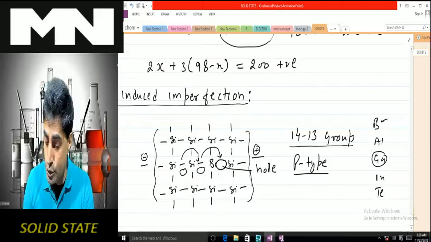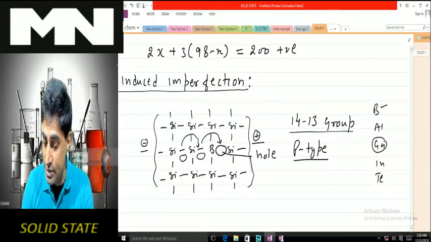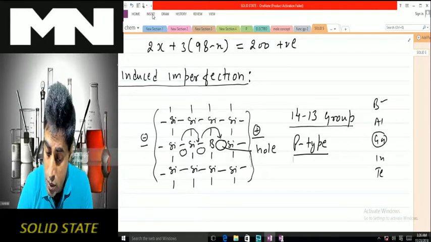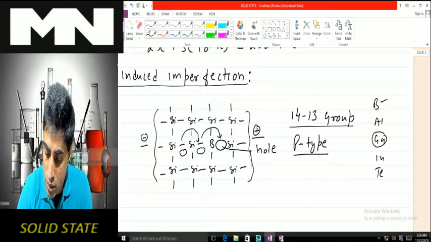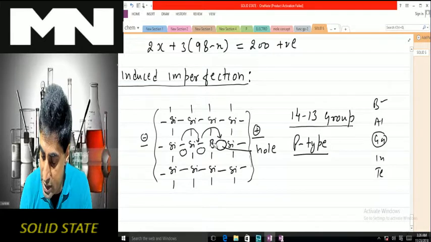Now I'll tell you another situation. This is the p-type semiconductor. We'll see another situation. In this, there's no boron.